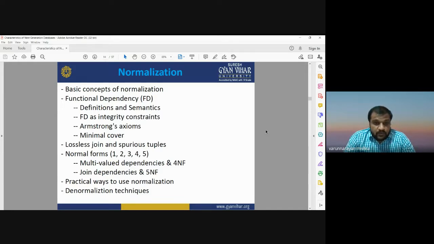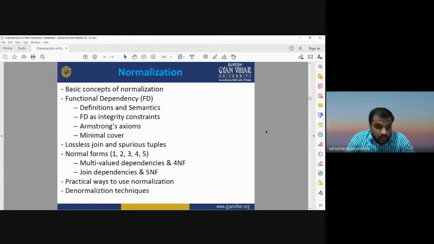Normalization is an important process in a database management system. The basic concept of normalization is based on the functional dependency, or we call it FD. The functional dependency includes the definition and semantics of the database. Functional dependency can be considered as an integrity constraint. It may have some inference axioms and minimal cover. It has lossless join and spurious tuples.